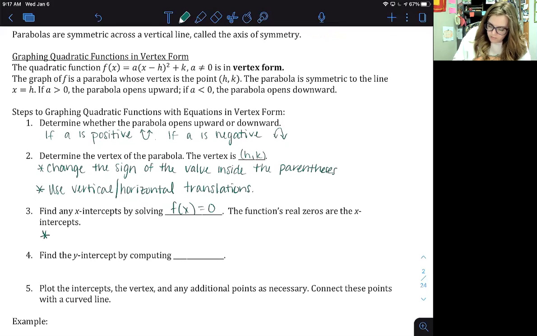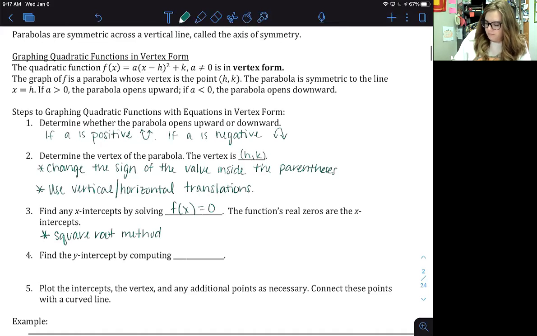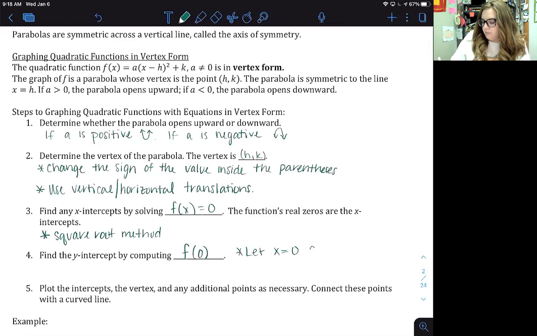Usually when we're in vertex form, we're going to be solving using the square root method. Okay, solve using the square root method. And then we're going to find the y-intercept by computing f of 0. So this means we're going to be letting x equal 0 and simplify. Okay, and then we're going to plot all of those points, and then if needed, we are going to add any additional points, and we'll be able to do that by using our axis of symmetry and doing reflections.